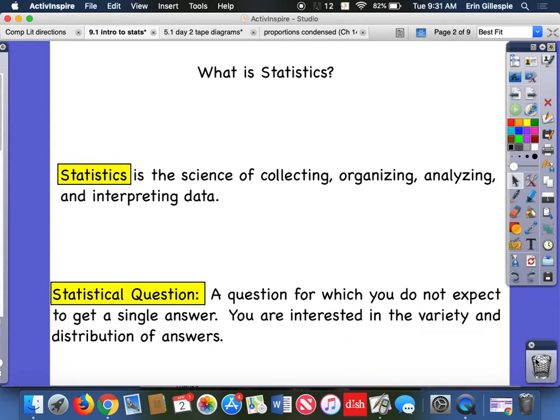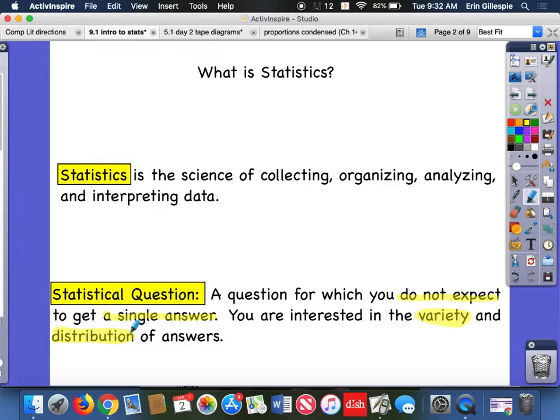And our other vocab word for today is statistical question, which is what we had talked about for IAR. So a statistical question is just a question for which you do not expect to get a single answer. That's the key phrase here. You don't expect a single answer. So you're interested in the variety of the answers. Variety means there's going to be a bunch of different ones. And distribution just kind of means what that looks like when you graph it out. So we'll talk more about statistical questions in a minute.